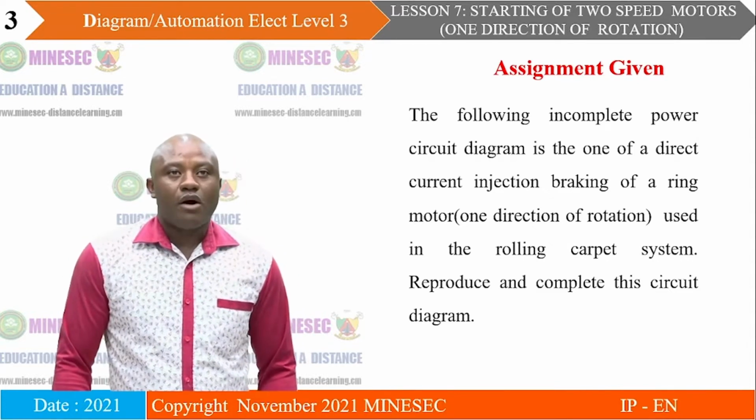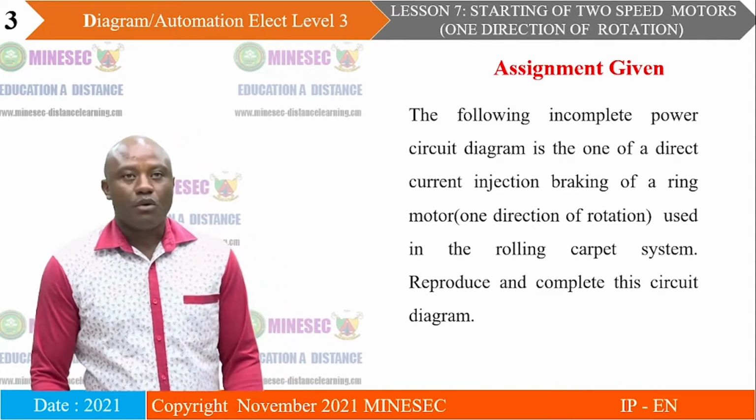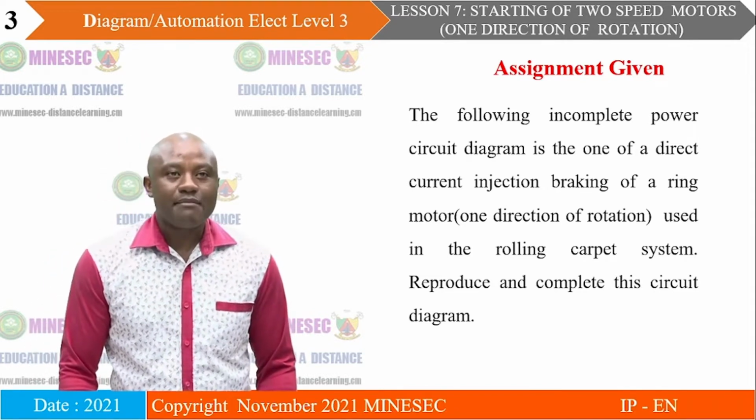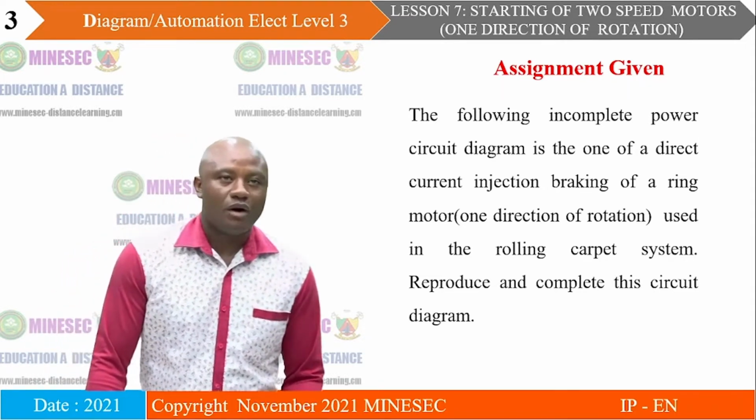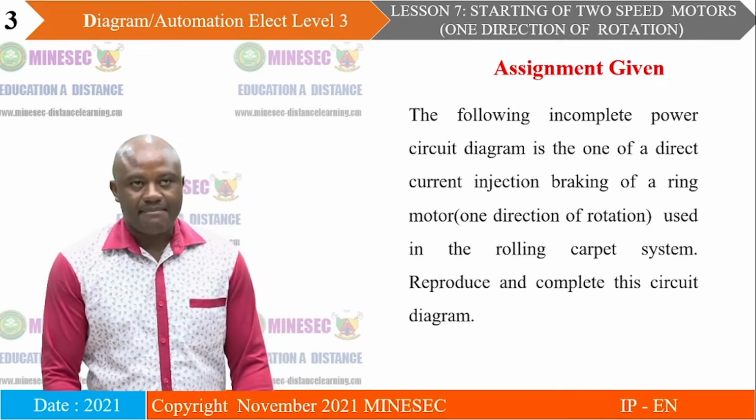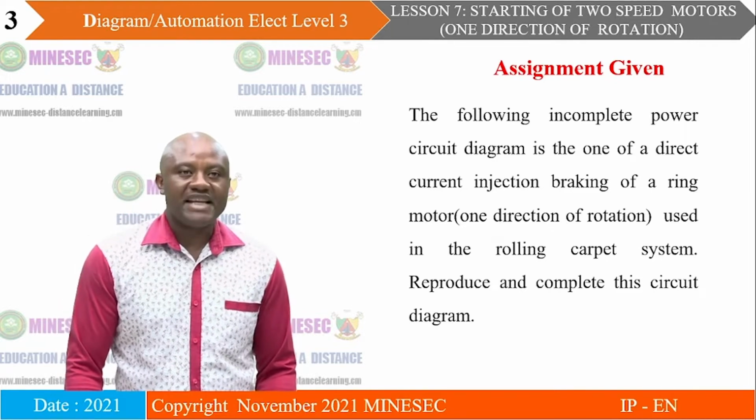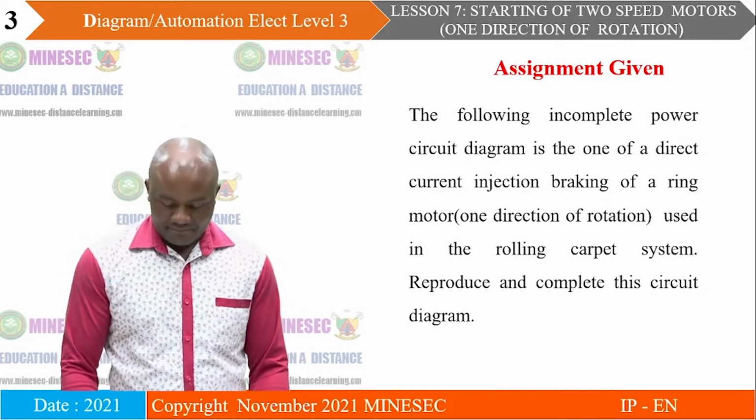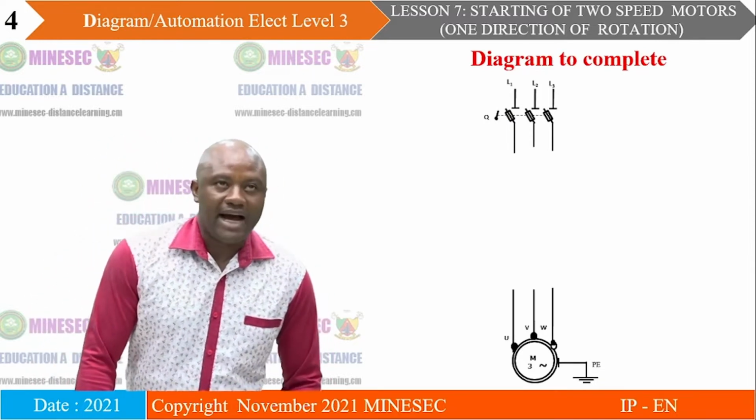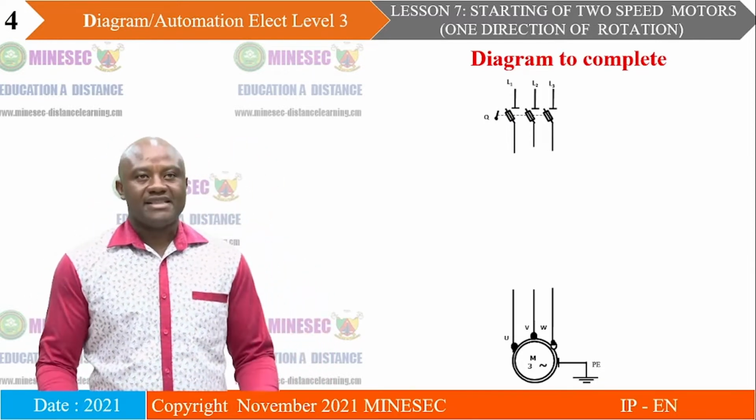The following incomplete power circuit diagram is the one of a direct current injection braking of a ring motor, one direction of rotation, used in the rolling carpet system. Reproduce and complete this diagram. Look at the incomplete diagram, and we are asked to complete it.